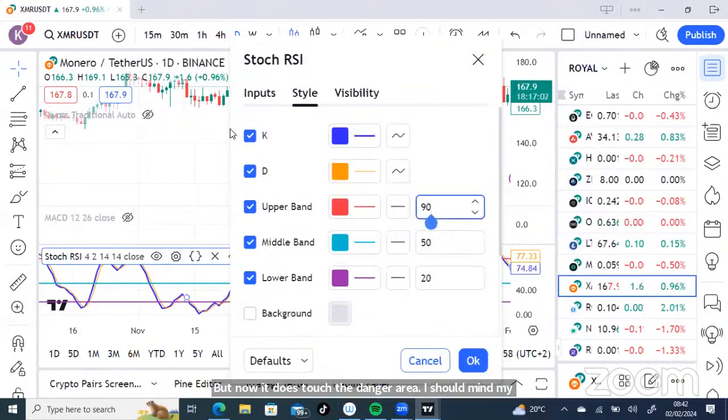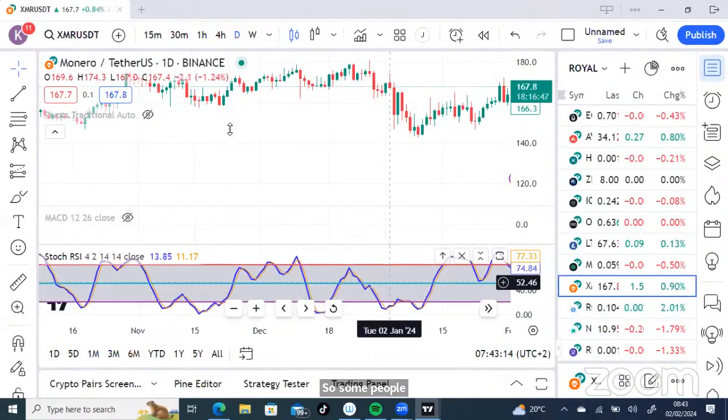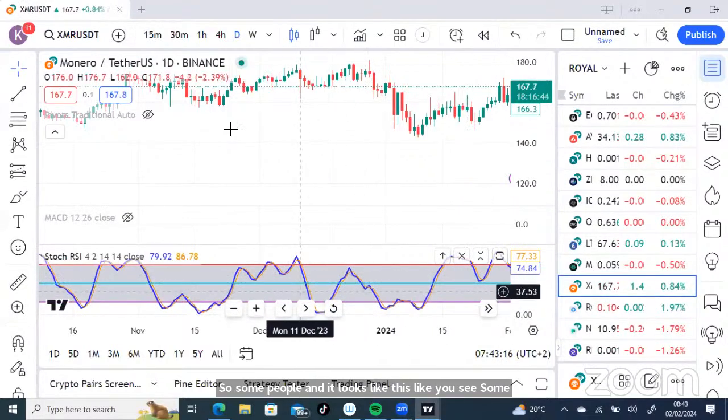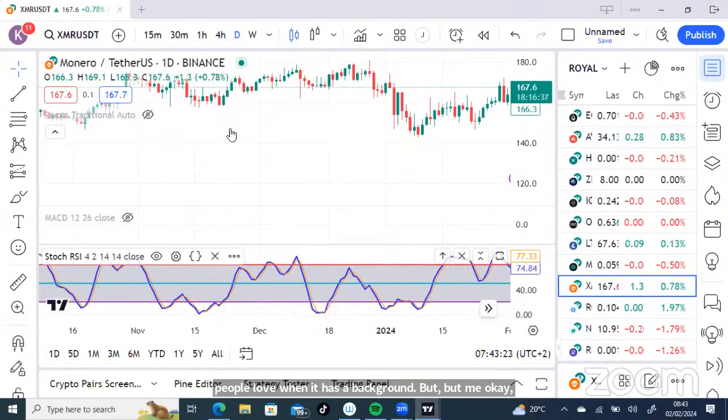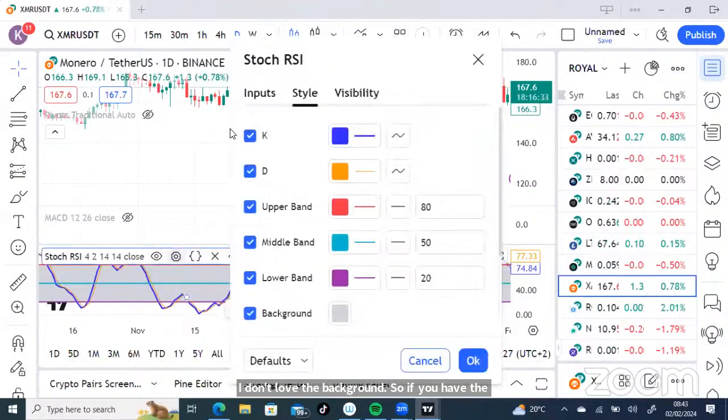Then some people love 90. Me, I love 80. Sometimes I don't want to come in when it has reached that too much overbought of 90. So some people add in the color, and it looks like this, like you see. Some people love when it has a background. But me, okay, halfway, half size. I don't love the background. So if you love the background, you could come here at your setup and add in the background.